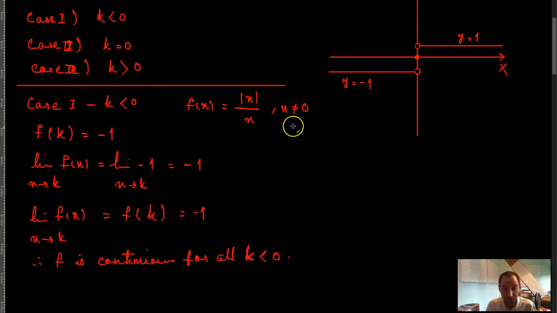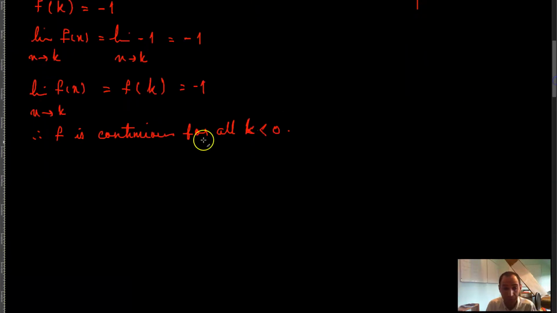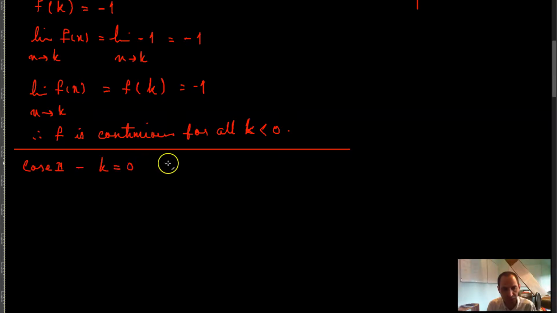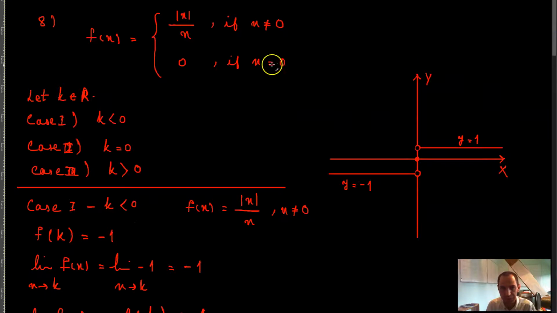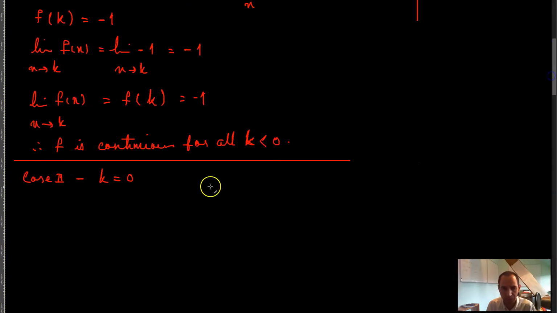Now if k is equal to 0, case 2, if k is equal to 0, we have f of 0 is equal to 0. f of 0 is equal to 0.